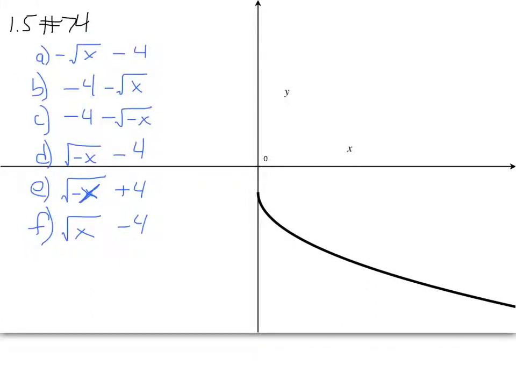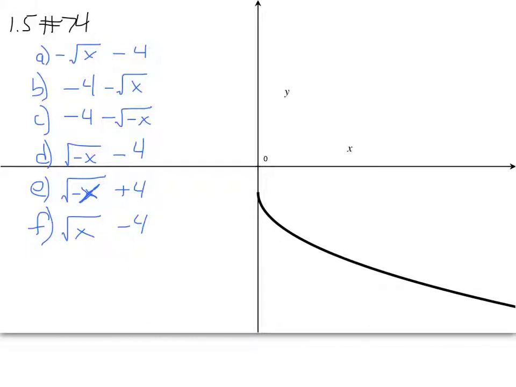Section 1.5, number 74. Here we're given a graph of a function, and we are given 6 potential functions that this could be a graph of. And more than one of these might be correct. All right, so let's look at the properties that our function has.